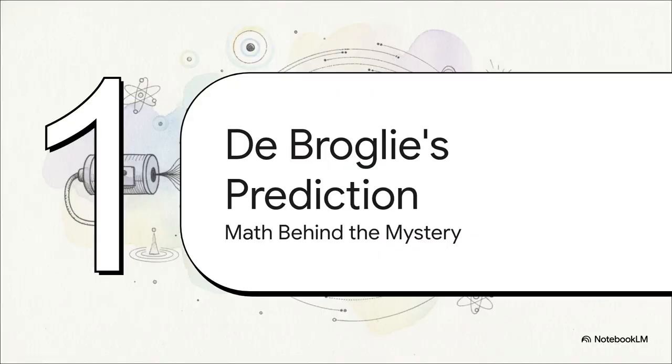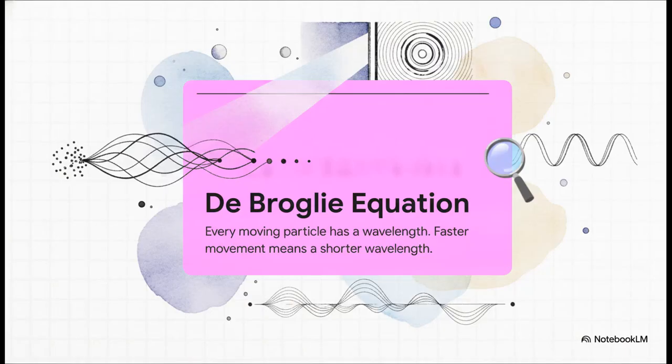Which brings us to Section 1, de Broglie's bold prediction and the math behind the mystery. To try and answer that impossible question, in 1924, a French physicist named Louis de Broglie stepped forward with a truly revolutionary idea. He proposed that every moving particle in the universe actually possesses a wavelength. He introduced this beautifully elegant formula, lambda equals h over p. So the crucial point here is that lambda represents the wavelength, h is a set number called Planck's constant, and p is the particle's momentum.